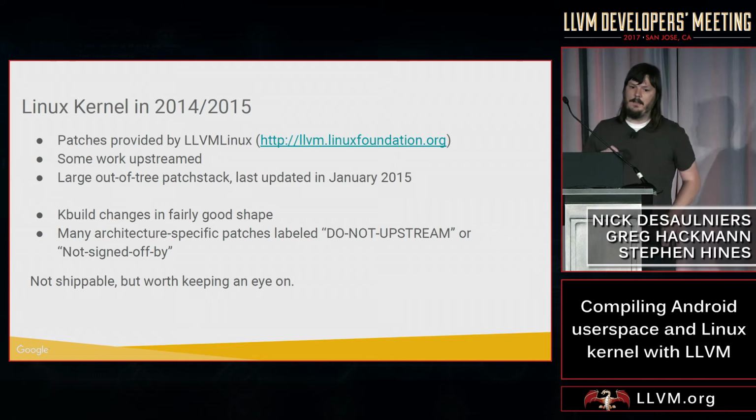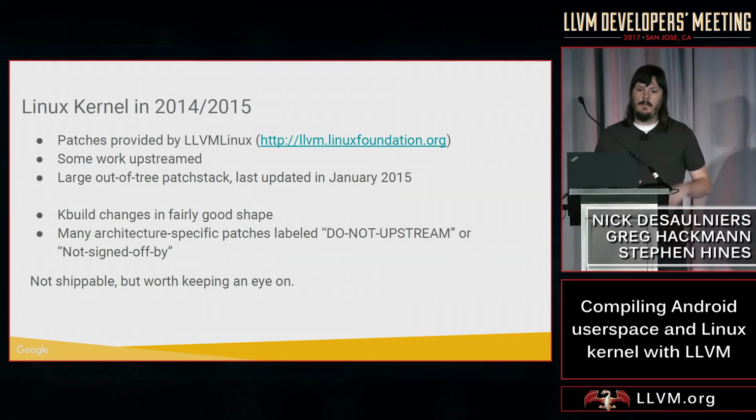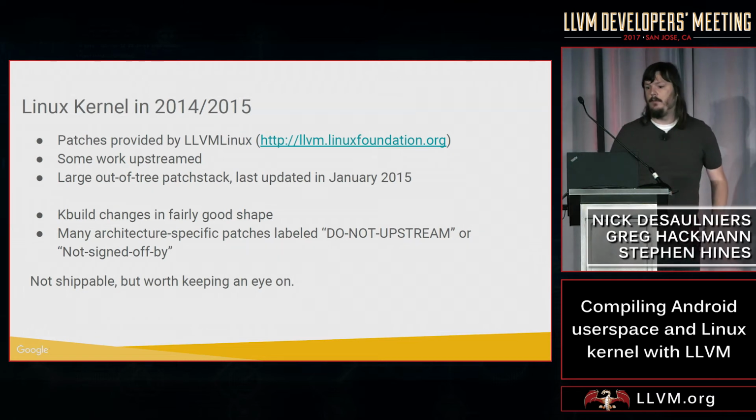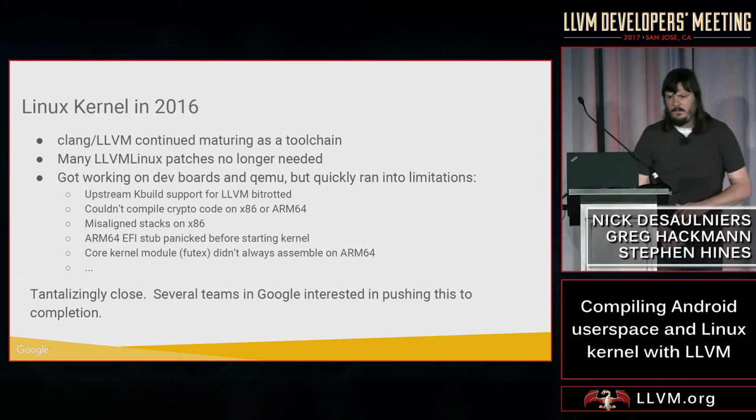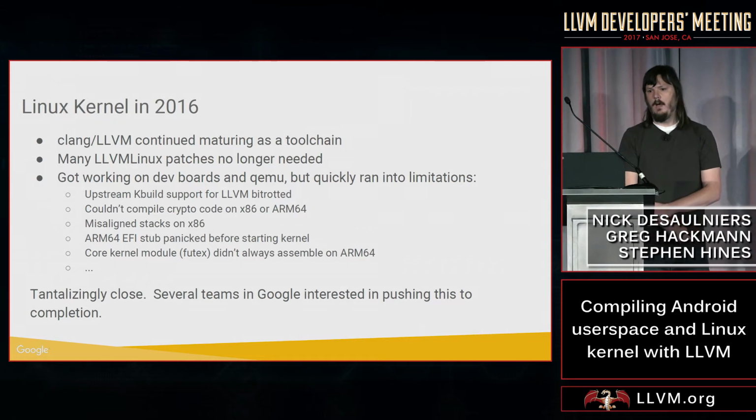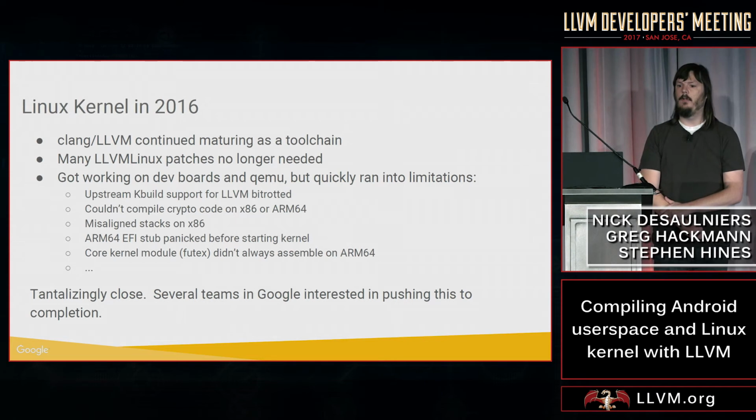That said, the fact that so much stuff was working even in skeletal form meant that we wanted to keep an eye on this. It just wasn't something we were interested in turning into a real end user product right now. So the annual check-in continued in 2016, and I'm going to be honest, I was still a little pessimistic. But what had happened over the past couple of years was that Clang and LLVM had continued maturing as a toolchain.